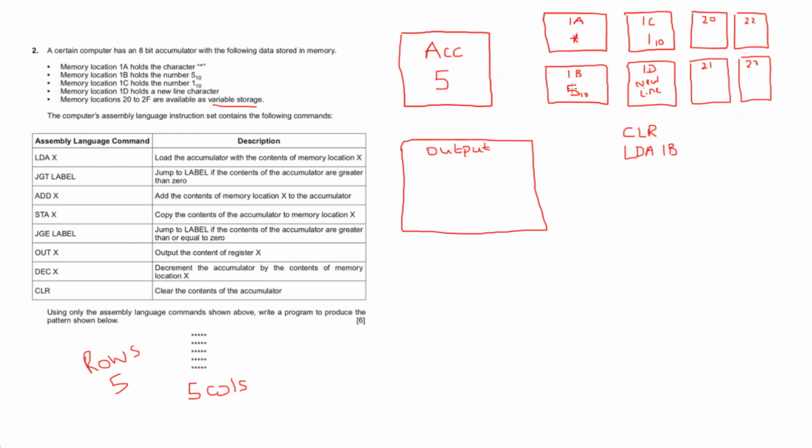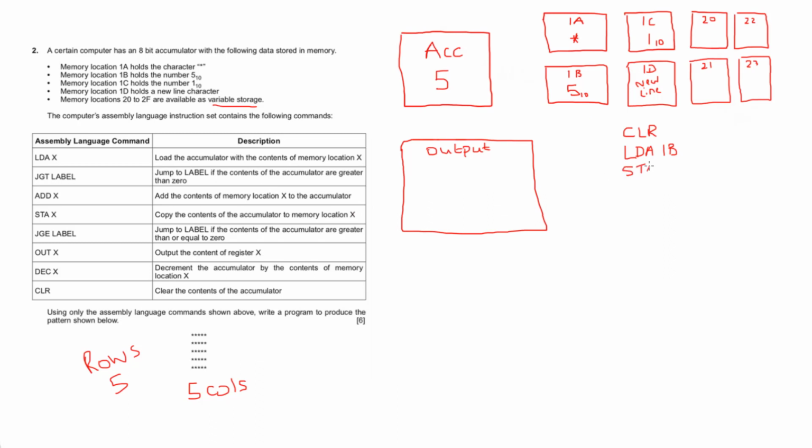Now, this is going to remain at 5 all the time. I don't want to touch it, because I'm going to need it. When I start a new row, I'm going to need this again to start at 5 and then do my stars, knock them down. So I'm going to store that. Let's use the first variable storage, 20 then. So how do I get 5 from the accumulator into that storage location? It's going to be a store command. So the only store command I've got is STA X: copy the contents of the accumulator to memory location X. So that's what I'm going to do.